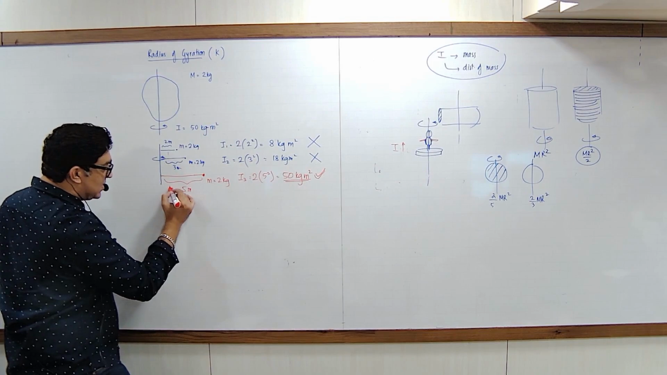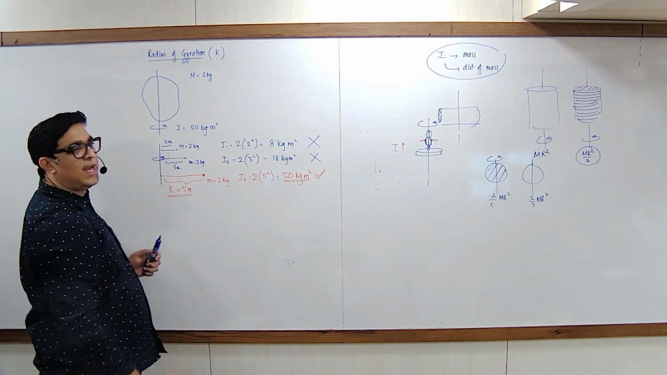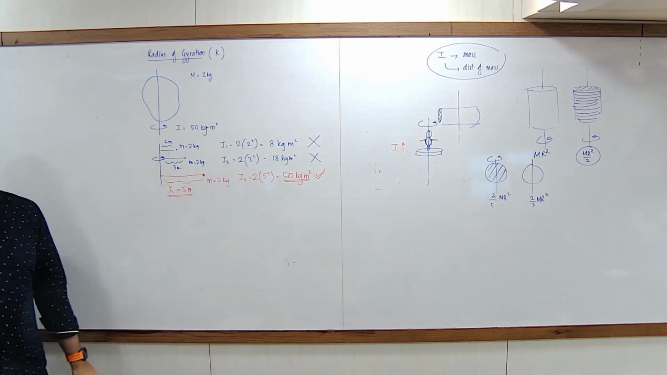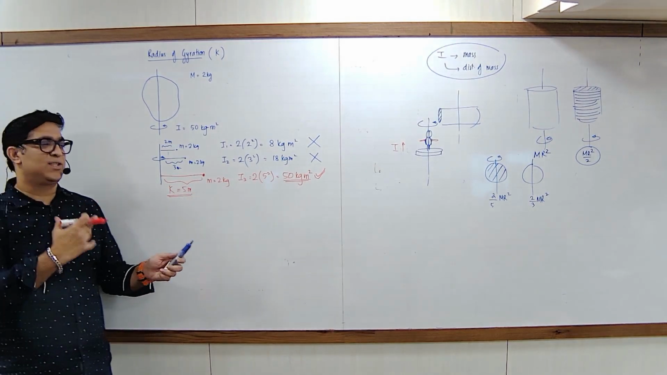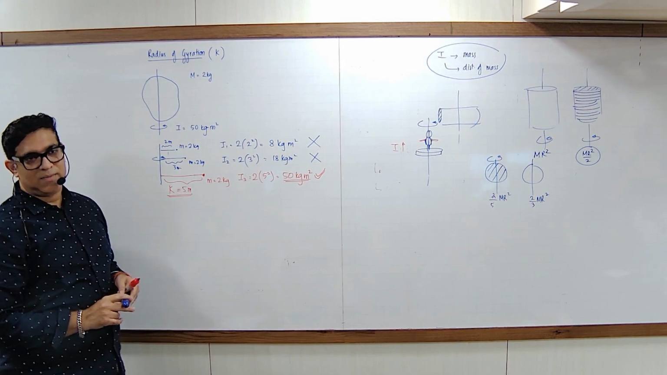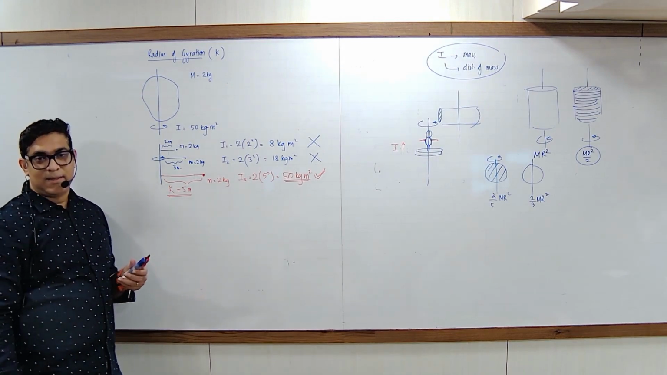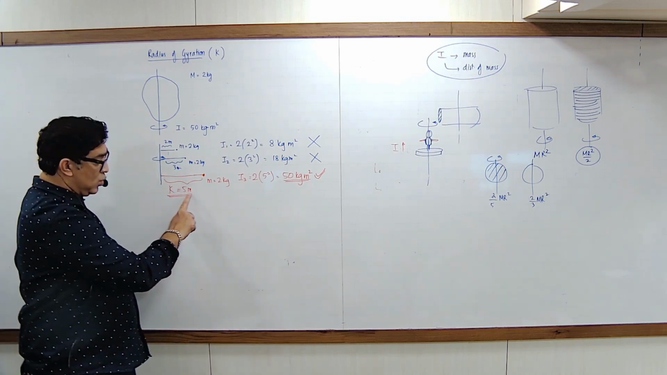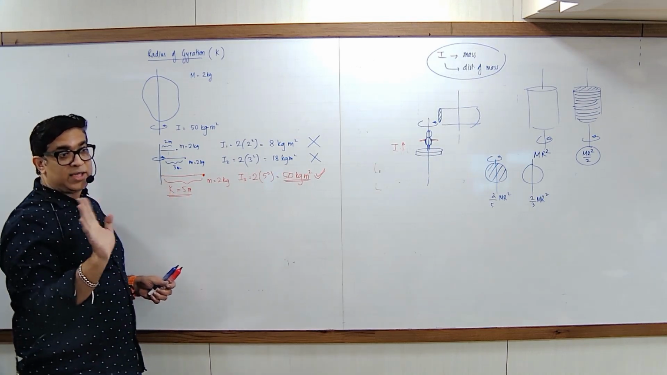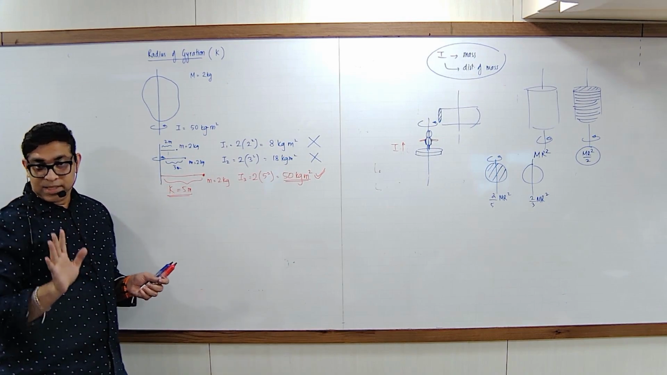This distance is called the radius of gyration. Are you all getting it, everybody? What is the radius of gyration? If I ask you, what would you answer in your own words? What is the unit? Meters. So it cannot be moment of inertia. It is a distance. Very good.